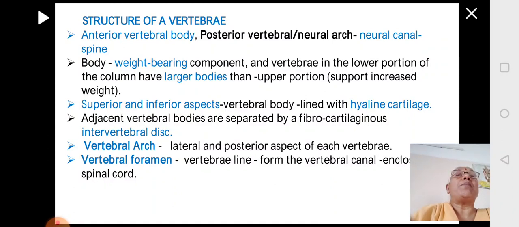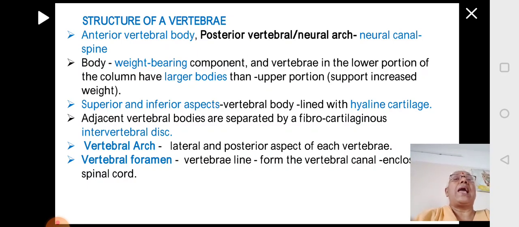The anterior part of the vertebra is called the body. This is the one which will bear the weight, and if you look at the vertebral column, as you move from neck to the down part of the vertebral column, the body of the vertebrae will become bigger in size. So in the neck region, the body is smaller. As you go down to the lumbar region, the body of the vertebrae will become bigger in size. That is to support the increased weight towards the hip region. So this is about the first part, that is the body.